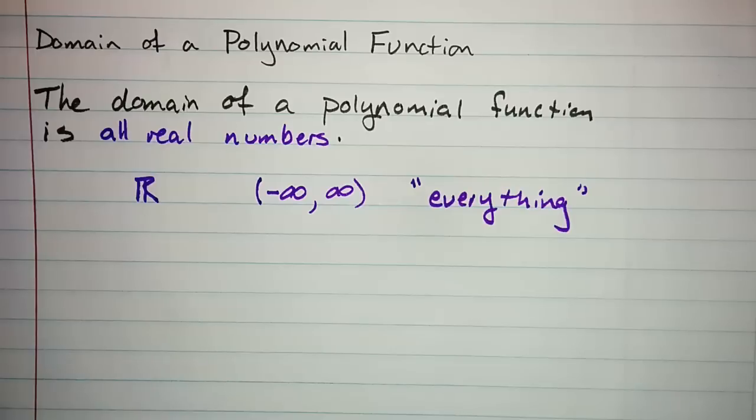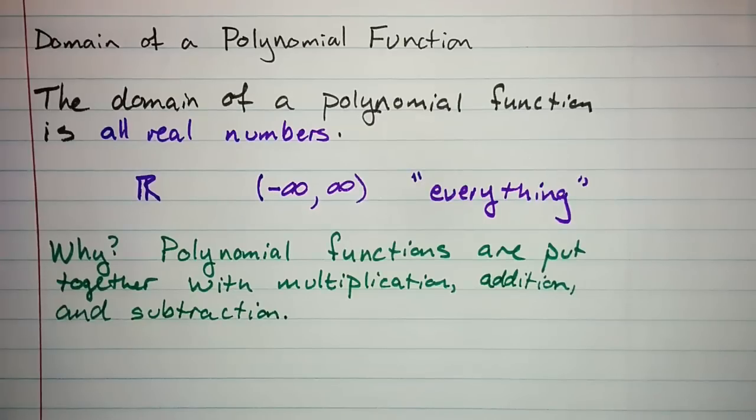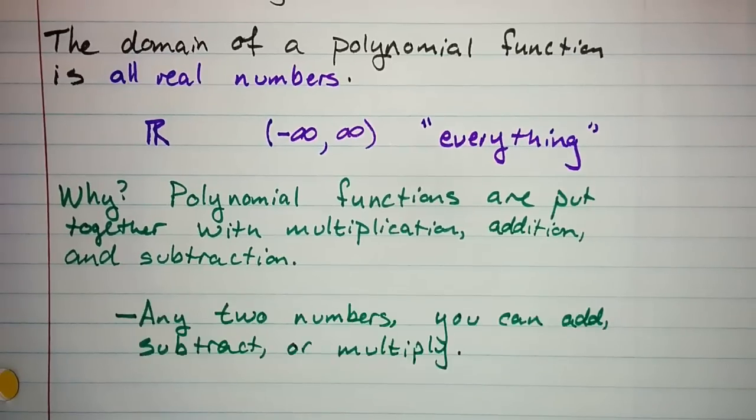Why? Polynomial functions are put together with multiplication, addition, and subtraction. And any two numbers you pick, you can add them together. Any two numbers you pick, you can subtract one from the other. Any two numbers you pick, you can multiply them together. But what about exponents, you say? We're allowed to take powers of our variable.